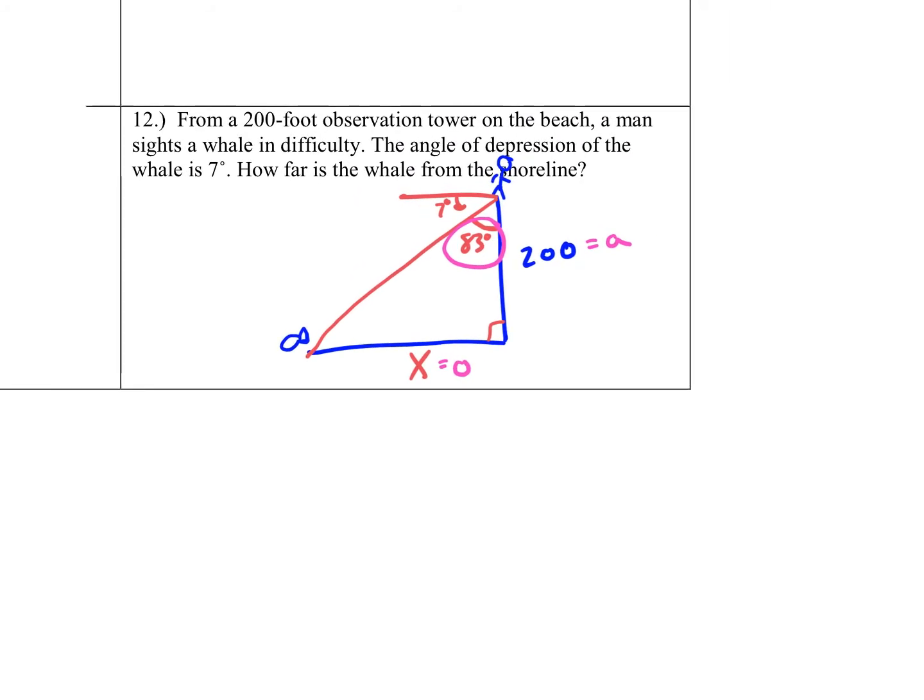So which trig function involves opposite and adjacent? Tangent. So I would take the tangent of 83. Tangent of 83 is equal to what? x over 200. So here, since x is on the top, I'm just going to multiply the top and the bottom by 200. So I have x is equal to 200 times tangent of 83. And what do you get?